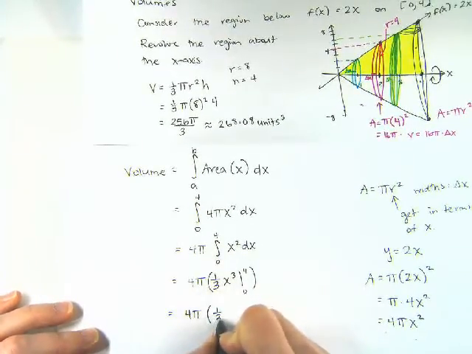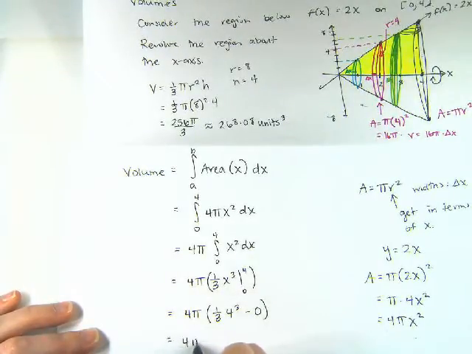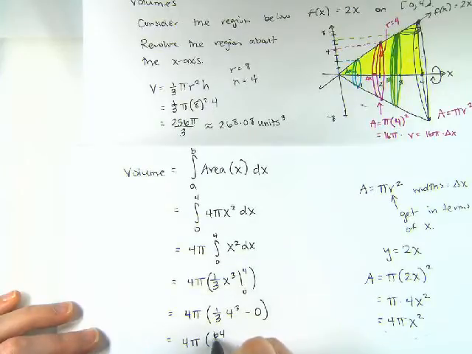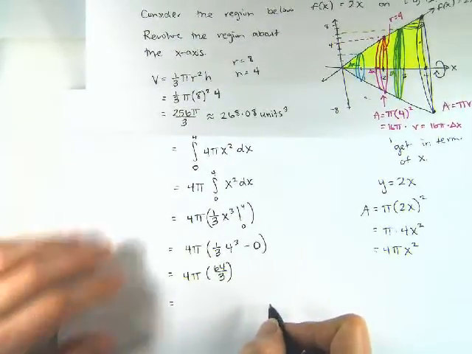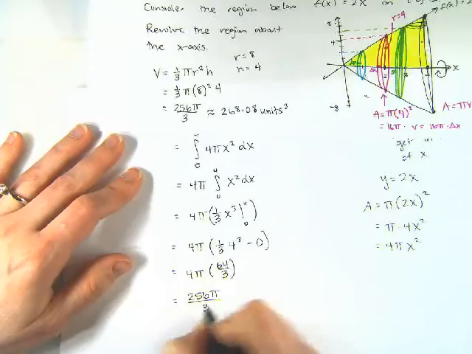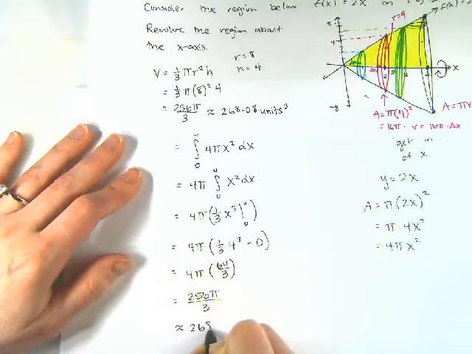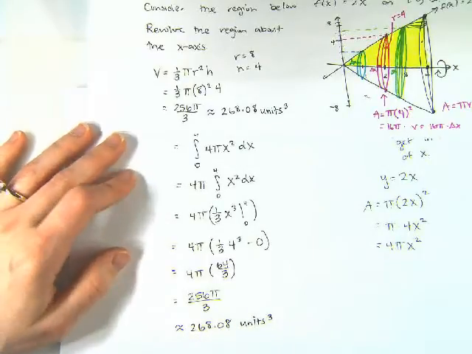Okay, so we're going to plug in 4, plug in 0. Let's see, that's 64. And 64 times 4 is 256. So we get the same thing.